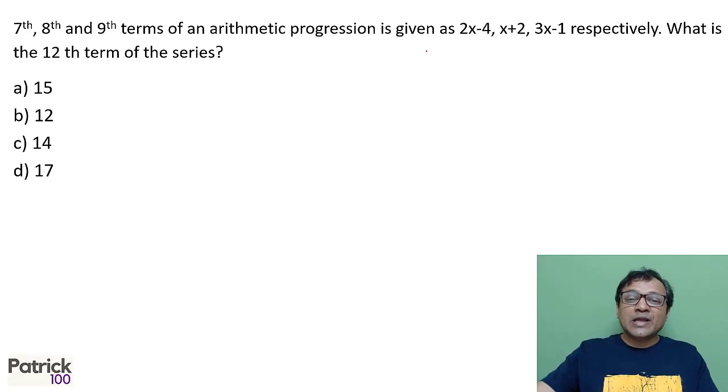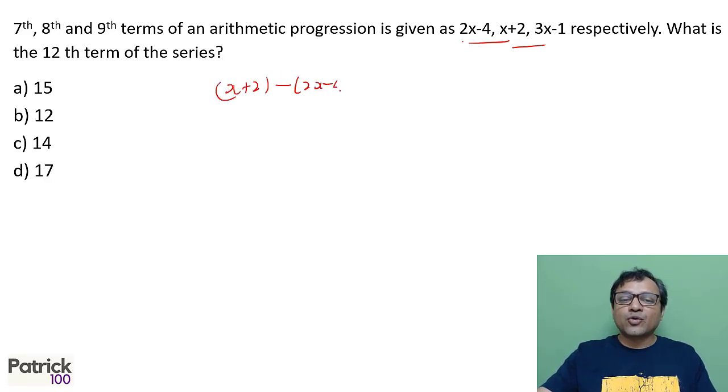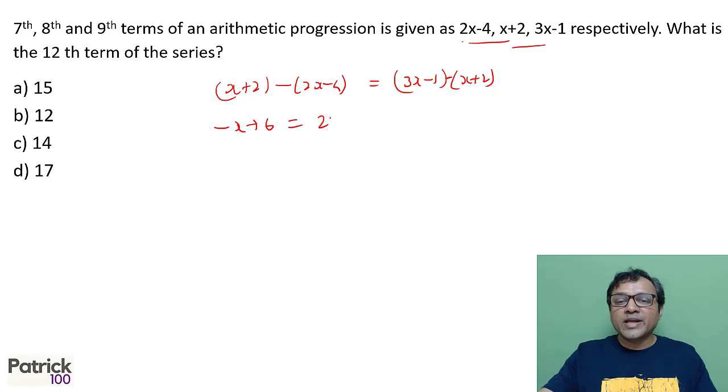Seventh, eighth, ninth terms of the AP are given. Now we know in an AP the difference between two consecutive terms is the same, D is the same. So x plus 2 minus (2x minus 4) should be equal to (3x minus 1) minus (x plus 2). Difference is the same. So this becomes minus x plus 6 is equal to 2x minus 3. Bring it together, so you get 3x equal to 9, or x equal to 3.